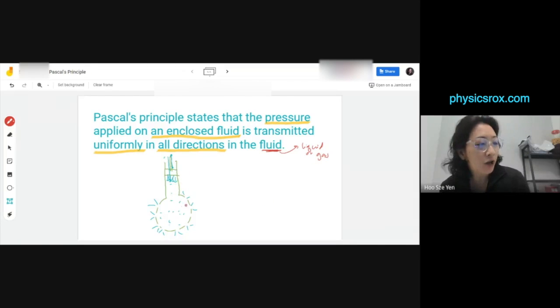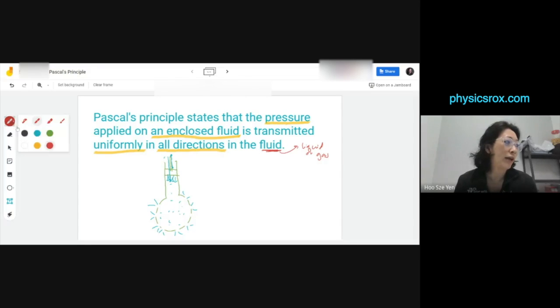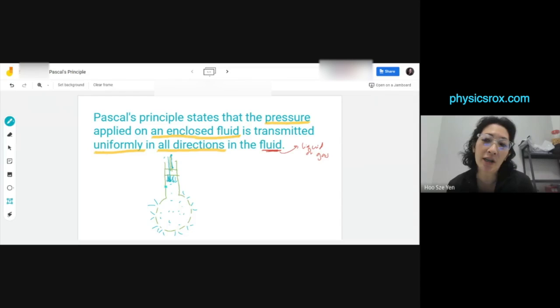Yeah, great. So in this case, we're going to focus on a liquid, because with gases it doesn't work so well: when we apply pressure on a gas, you compress the gas instead. It works best with a liquid. So I'm going to focus on a liquid, in this case water. When you apply pressure on the water, this pressure is transferred uniformly throughout the liquid.